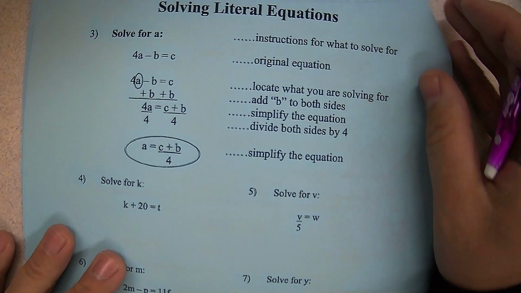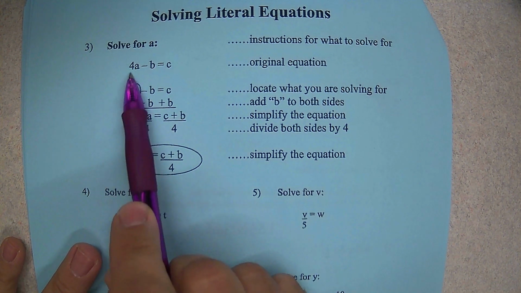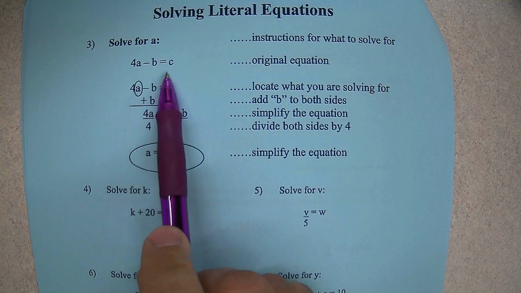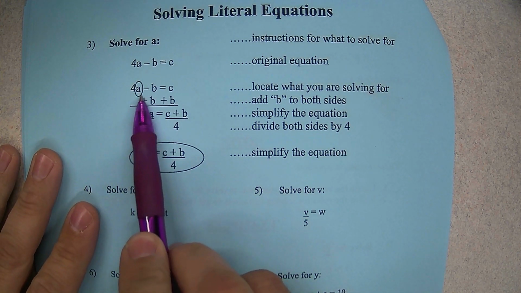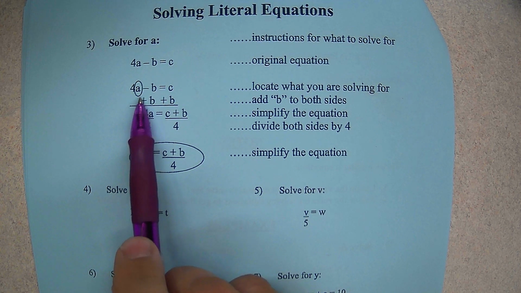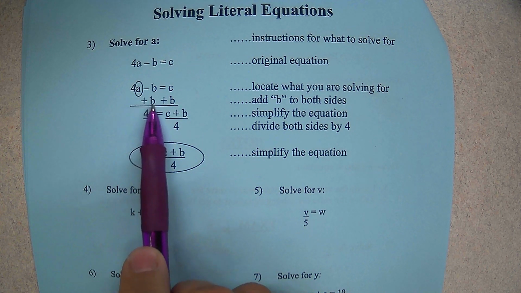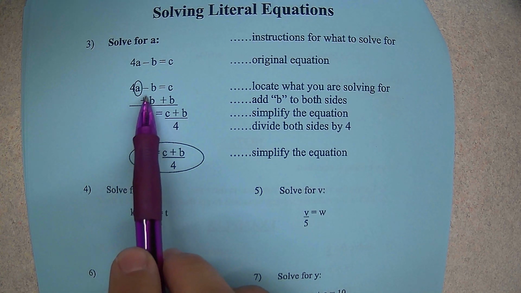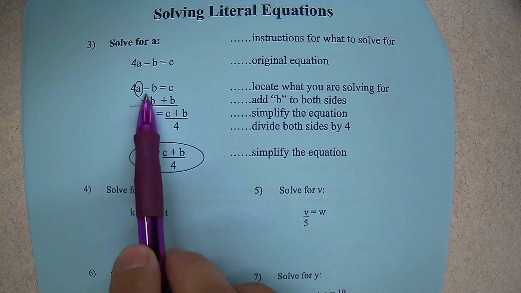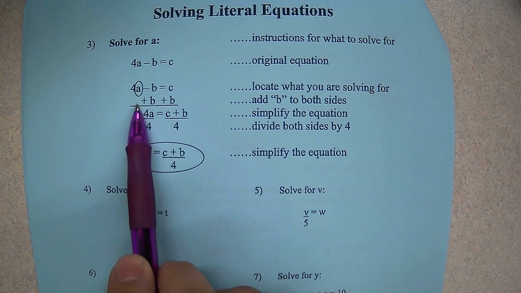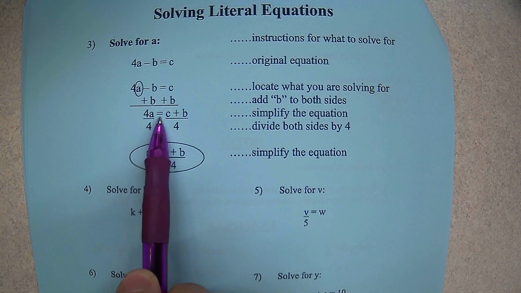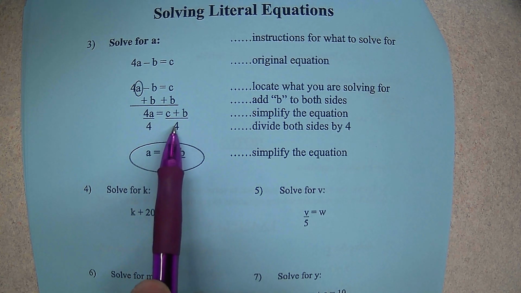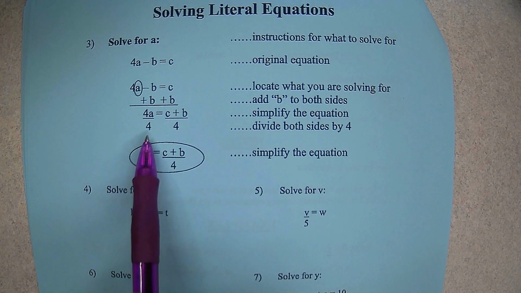Let's look at one more example that's worked out for us. Solve for a. We have 4a minus b equals c. So we want to solve for a. We locate a. We circle it or underline it or something. Now we want to get anything that is not an a over to the other side. So here we're subtracting b. So we use the opposite. Opposite of subtraction is addition. We add b to both sides. That gives us 4a is equal to c plus b, because we don't actually add those. We just write it like c plus b, because I don't know what those numbers are, so I can't add them.